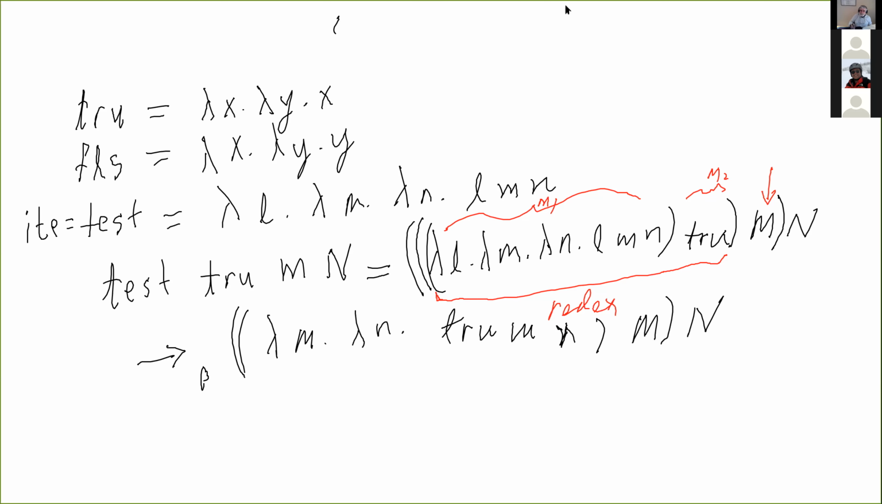Let me go to something that's like a much lighter color. Replace all the L's in this term by true. Well, there's really only one L. And so I get lambda m, lambda n, the L becomes true, and then I have the m, and then I have this really brain damaged n over here. I think I should fix that.